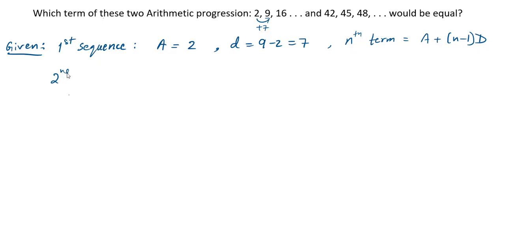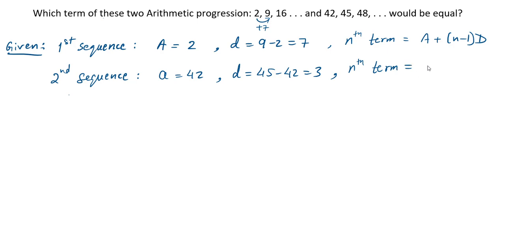Now for the second sequence, we can see that the first term is 42. Difference is 45 minus 42, that's 3. And same thing, the nth term would be A plus (n minus 1) d.